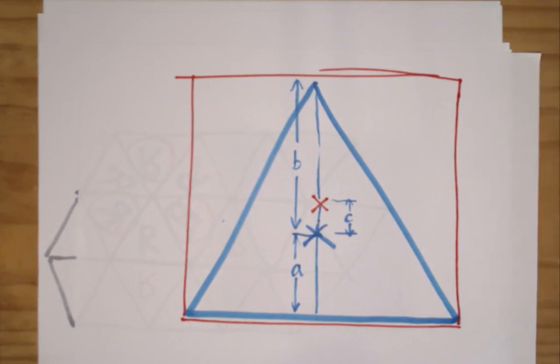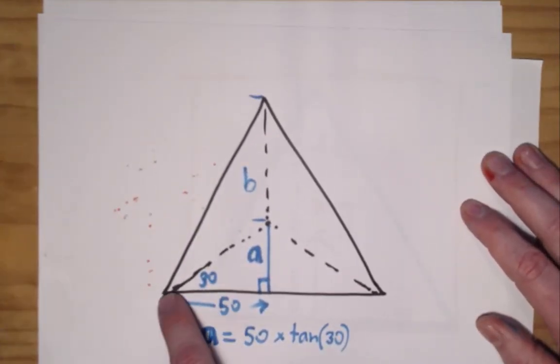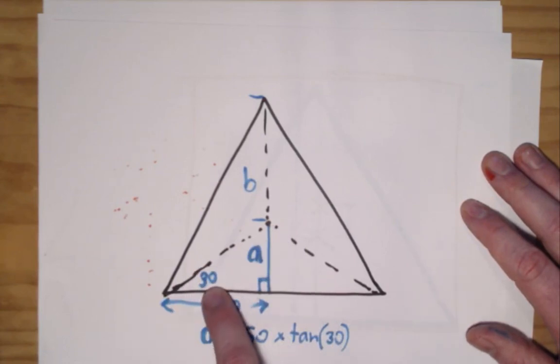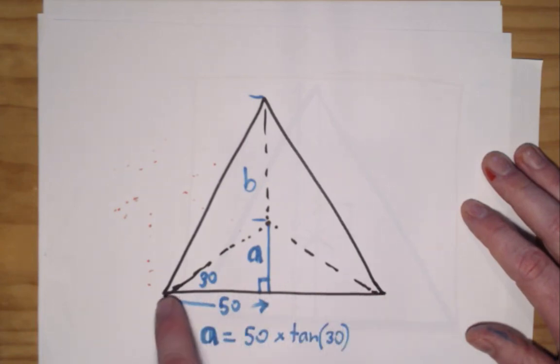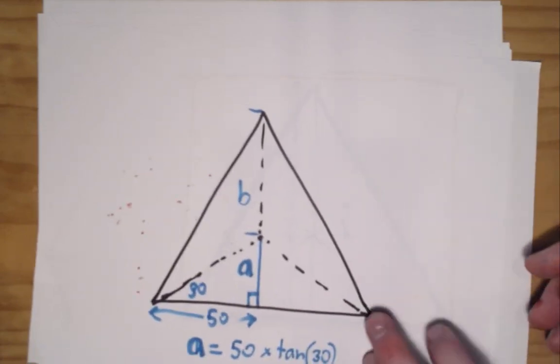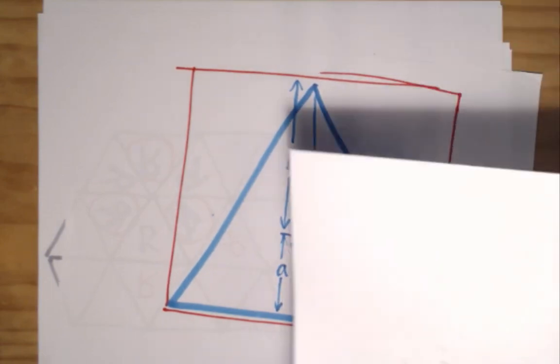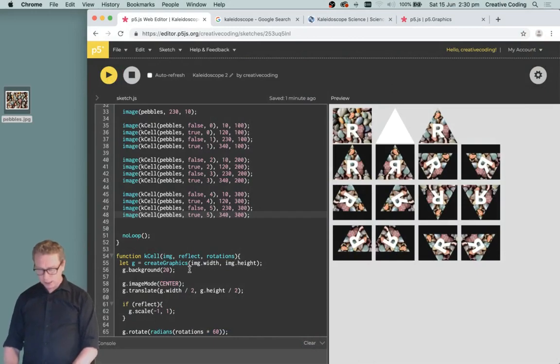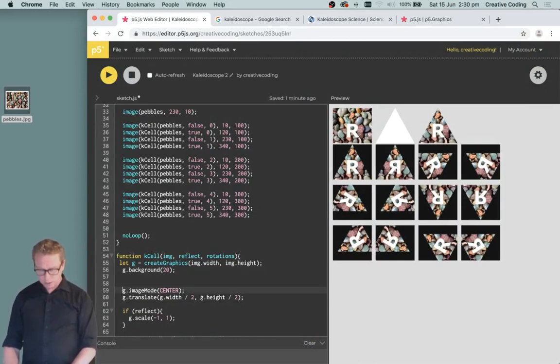Well, actually, we could just use some trigonometry again, a bit similar to the first example, except here, if I draw a line from the edge of the triangle into that center point, that's going to be 30 degrees. And then I know this length is 50. It's half of the overall width. So this length A is going to be 50 times the tangent of 30. I just need that little formula, and once I've got A, I can figure out all of the rest because I know what the overall height is. So let's do that. Let's figure out A and B and C, and then we'll use them in the sketch.